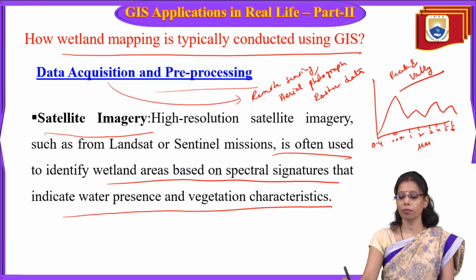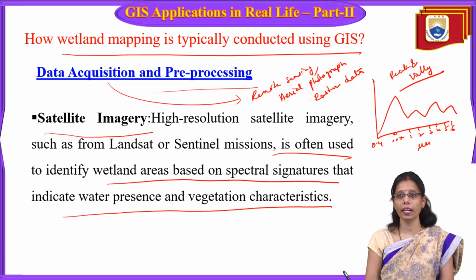Based on this peak and valley, we can find out the different types of vegetation or crops in such regions, which helps us know the type of soil and the type of the present water body or wetland situation. It tells us about the condition of that area.